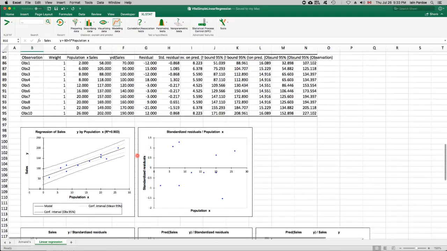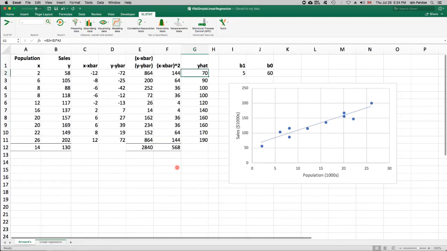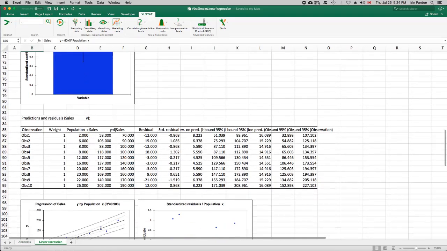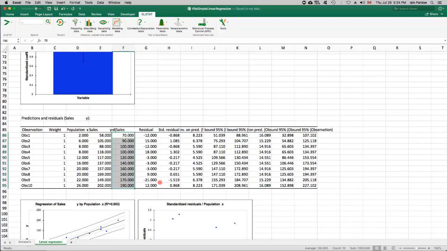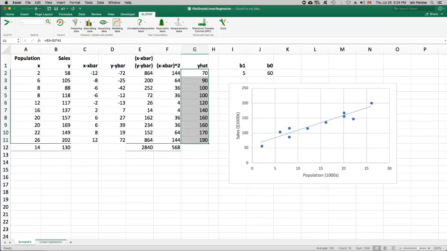We'll talk about those in future videos. Right now I want to focus on the equation, and we could also talk about the y hat, because I think it gives me that in the output as well. Let's have a look at that. Yeah, here it is, predictions in this graph. These are the predictions, 70, 90, 100, so these are what we calculated in this column. That's how to estimate a simple linear regression model.